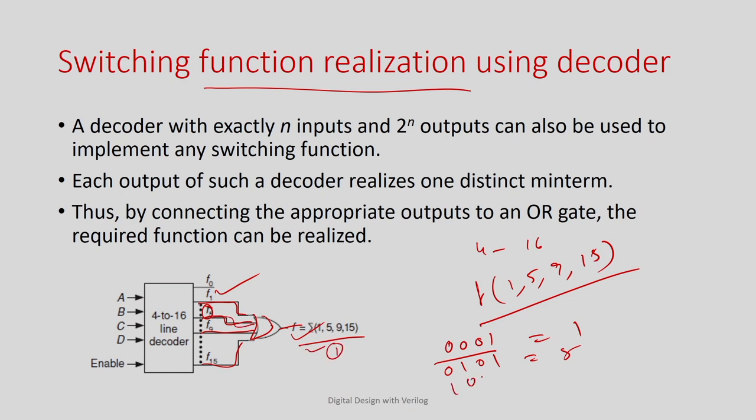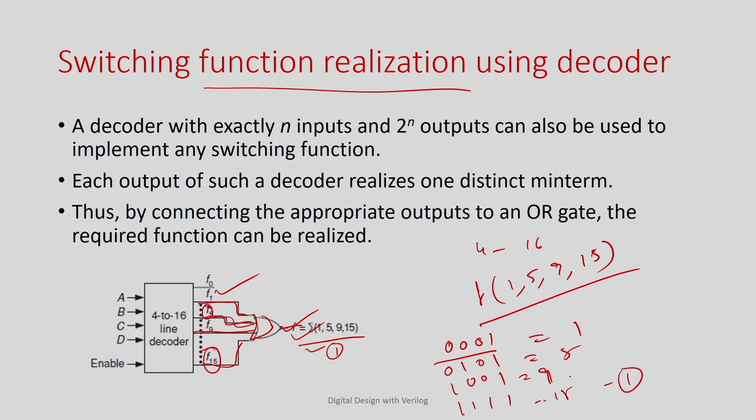Since F5 is connected here, this output will also be 1. Similarly, when it is 1001, F9 will be 1 and the rest of the values will be 0, but still my output of the OR gate will be 1, right? For F9 also 1, and for F15 it is 1111. So, this F15 will be 1, the rest of the values from F0 to F14 are 0, but F15 is connected to this OR gate. So, my output will be 1 here also, right?